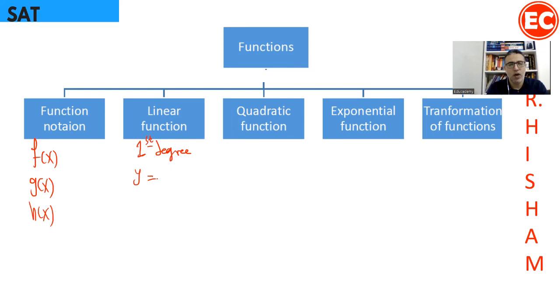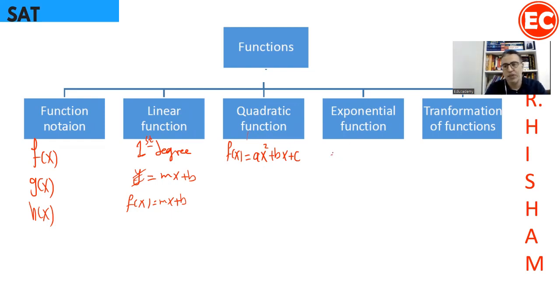Instead of writing y equals mx plus b, we are going to write f of x equals mx plus b. So a linear function is the function of first degree. A quadratic function is the function of second degree, and we have a general form for the quadratic function, ax squared plus bx plus c, and we have a vertex form, and we also have an x-intercepts form. We are going to know everything in detail, inshallah.